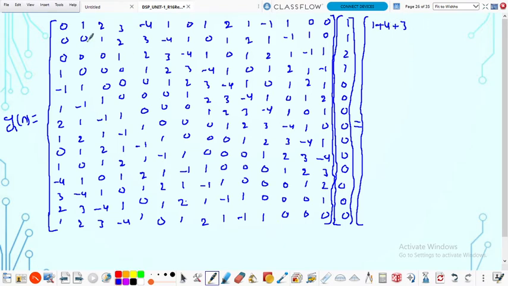And multiplying this sequence with this sequence we get 0 into 1, 0 plus 0 into 1, 0 plus 1 into 2, 2 plus 2 into 1, 2. Next multiplying this sequence with this sequence: 0 into 1, 0 plus 0 into 1, 0 plus 0 into 2, 0 plus 1 into 1.